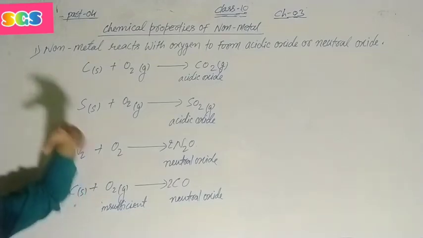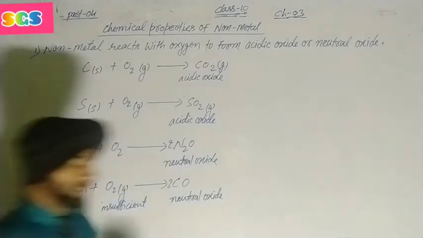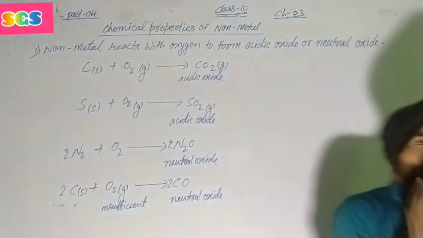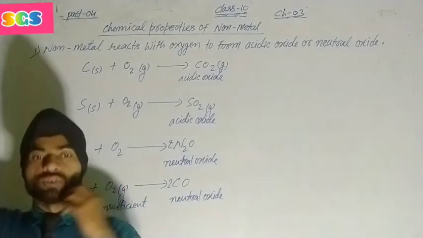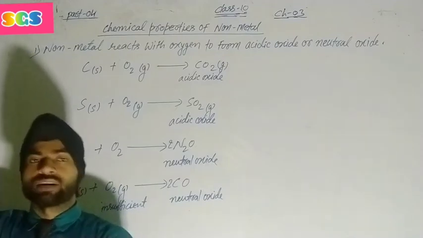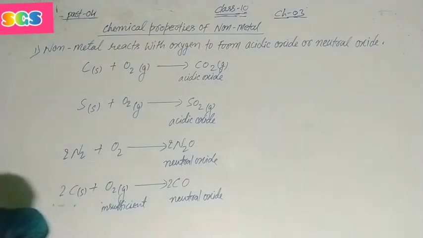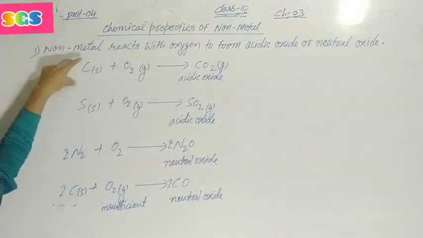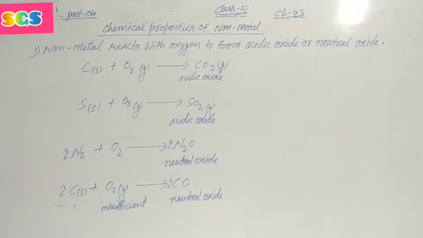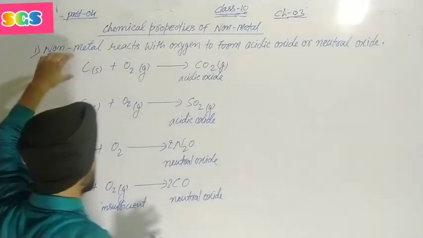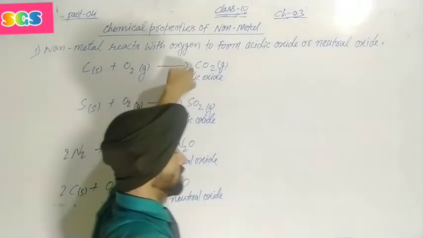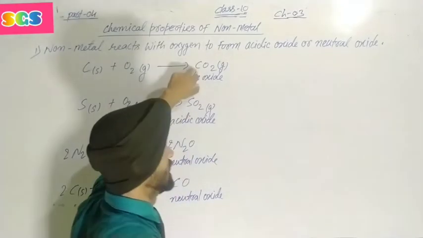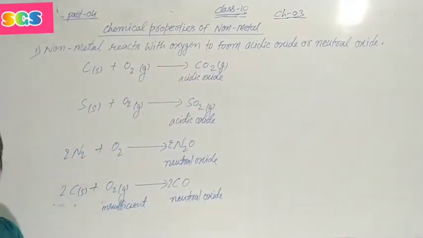If we talk about some examples of the acidic oxide formed by the reaction of non-metal and oxygen, and the example of neutral oxide formed as a result of chemical reaction between non-metal and oxygen, we will see non-metals like carbon, sulfur, nitrogen. When carbon reacts with oxygen, it will form what? Carbon dioxide. All of you know CO2.